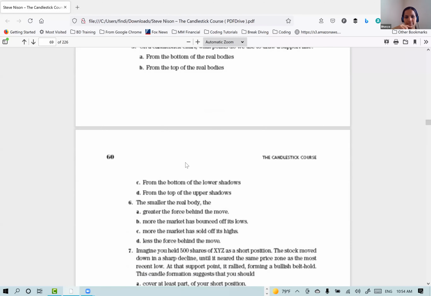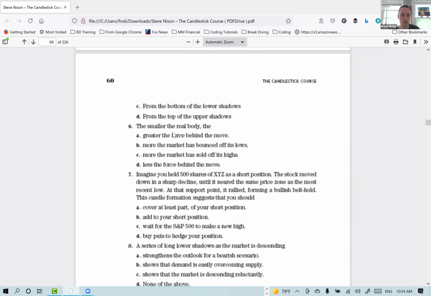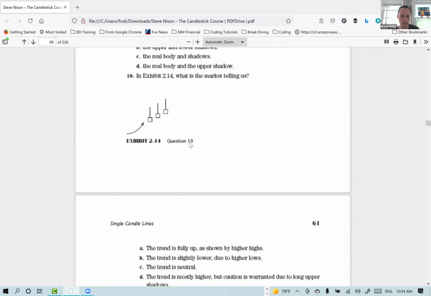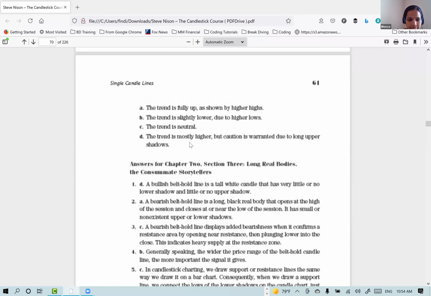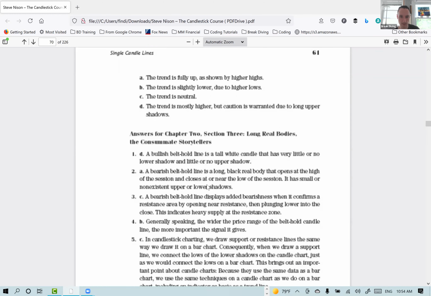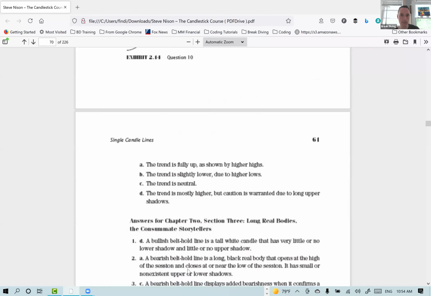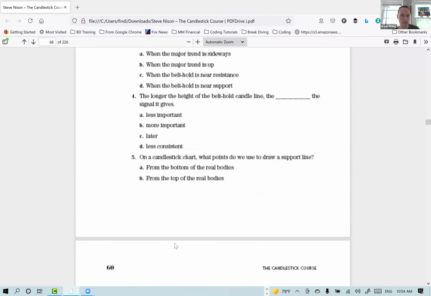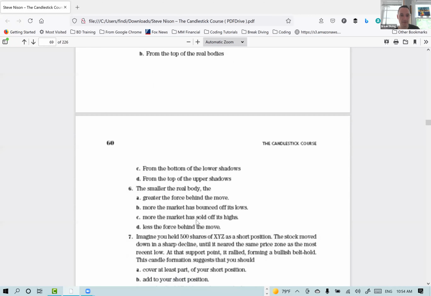Yeah. I think maybe we have to read that. The smaller the real body. I guess we can check. Did we say C? We connect the lows of the lower shadows. Yes, we said that. Oh yeah. Okay, good. The smaller the real body, the less the force behind the move.